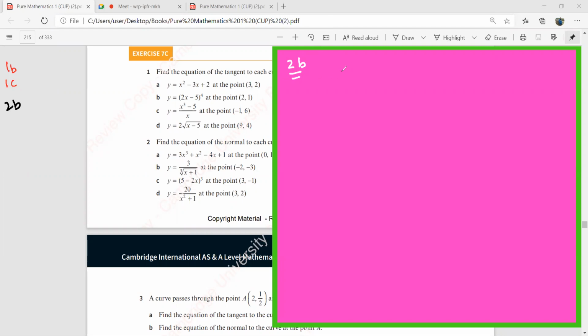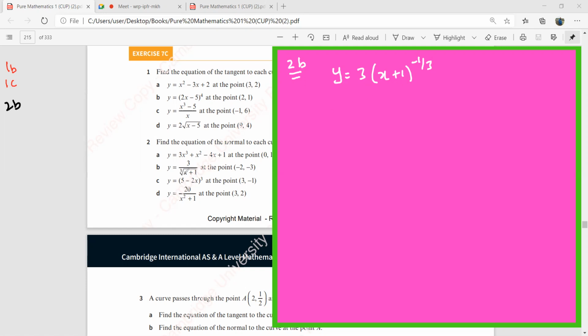In this 2b, I have to write the equation of the normal. First of all, I'll write my equation in a form that I can differentiate. So I will write this as 3 into (x plus 1) raised to power minus 1 by 3. That is how I'll be changing it.